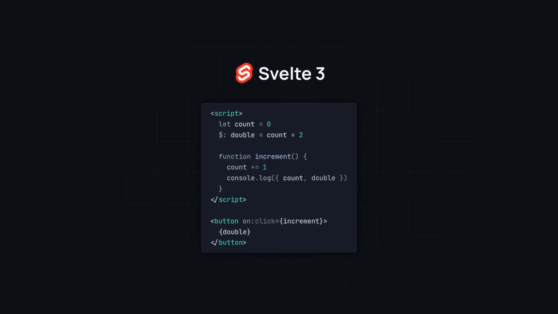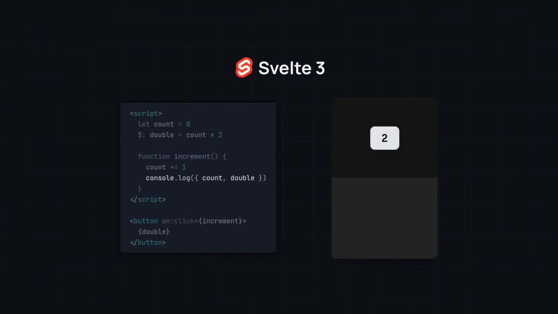But this is not without its problems, and you might run into weird issues if you don't understand how reactivity in Svelte 3 works. So let's see what happens if we console log count and double inside of the increment function. You're going to see that double is out of sync.